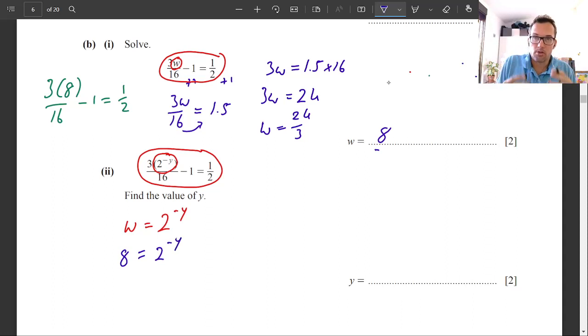Now the magic here is going to be getting those base numbers the same. We know that 8 equals 2 cubed, because 2 times 2 times 2 is 8. So we can write 8 as 2 cubed.